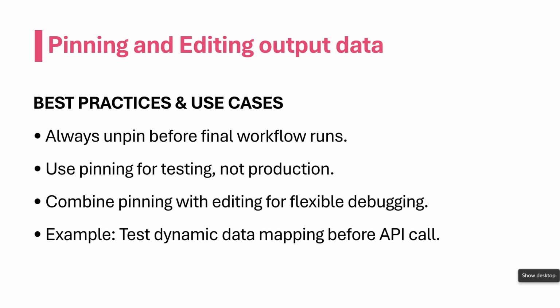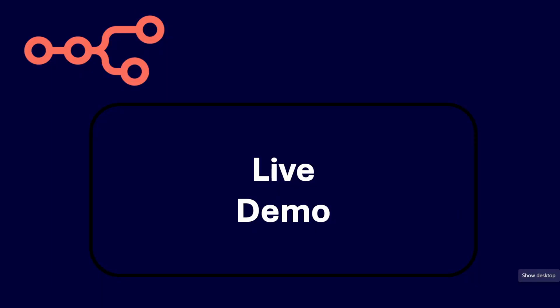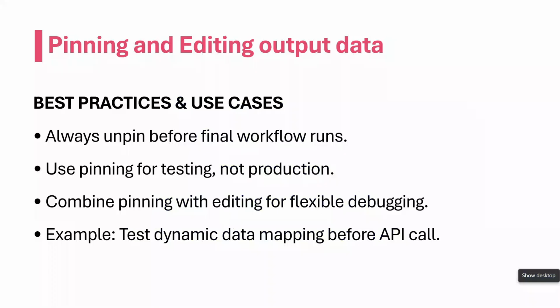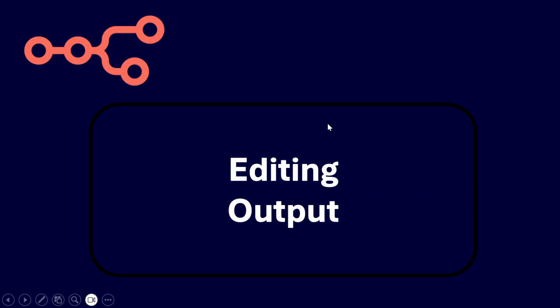Then use pinning and editing together when debugging data transformations or dynamic fields. For instance, before sending live data to an API, pin and edit test data to make sure your mapping works perfectly. This combo makes your workflow development more predictable and reliable. So these were the best practices and some of the cases for using editing output data. Now we will see a live demo for it. For that, we will move to the screen.